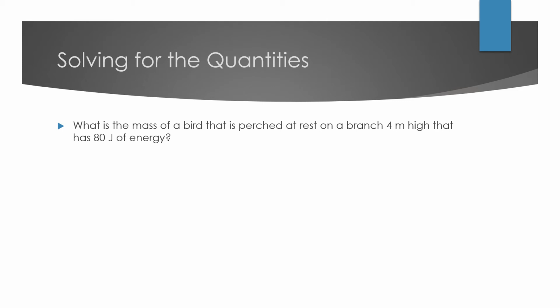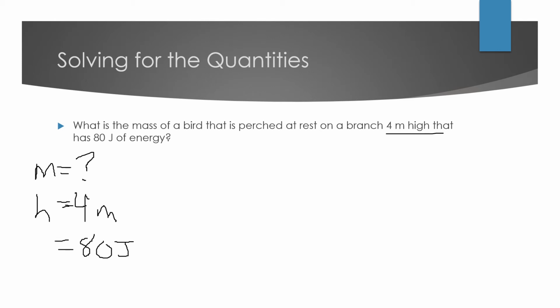What is the mass of a bird that is perched at rest with a 4-meter high branch that has 80 joules of energy? Okay, this one's kind of similar. We're looking for mass. Now mass is in both PE and KE. All right, so I need to figure out what do we got. 4-meter high, so 4 meters is the height. Okay, just says that right there, and has 80 J of energy. 80 J. Okay, what type of energy?